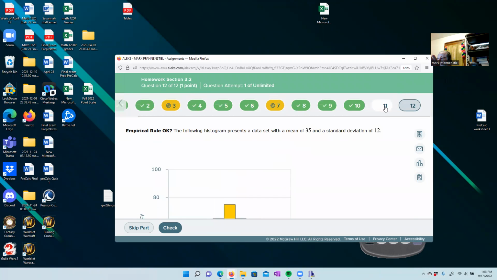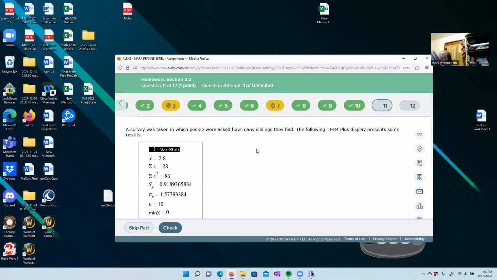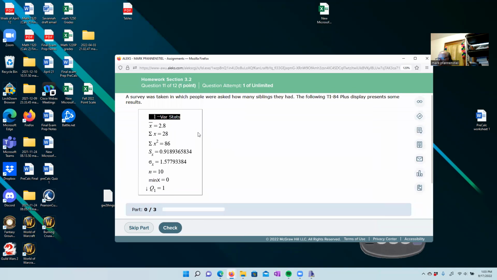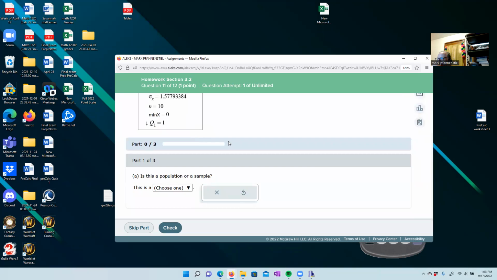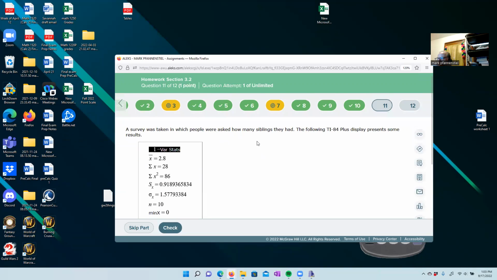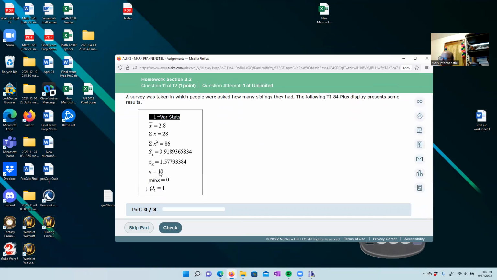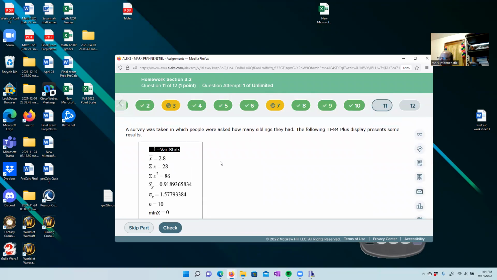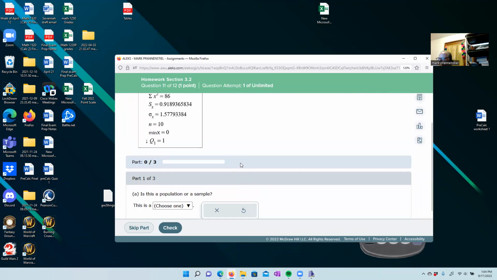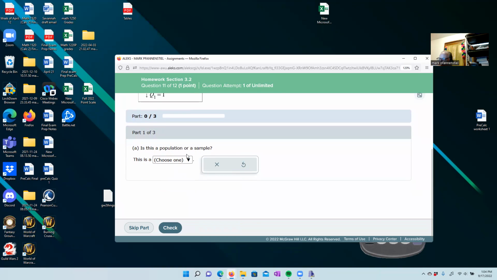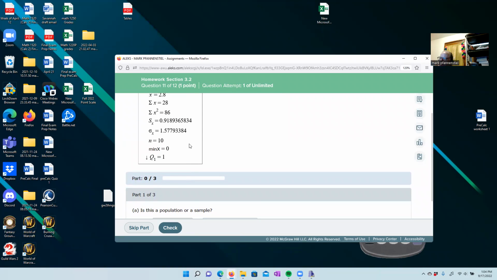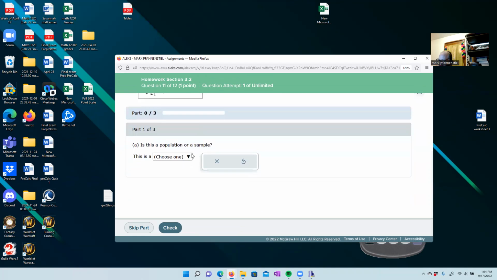So we'll look at number 11 here. A survey was taken in which people were asked how many siblings they had. Here's our data display, one variable stats. We have some values here. Is this a population or a sample? They asked 10 people, right? N is 10. I am sure that there are more than 10 people that have siblings. So I would say this is a sample, because the number of people they asked would have to be a lot bigger to get a population here. There's a lot of people in the world. So we're going to say it's a sample.